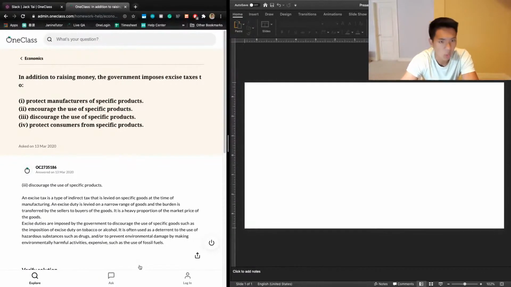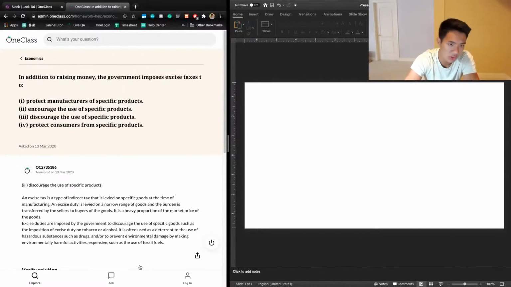But what's the other reason? Why is this a tax imposed on certain goods? Why do you not impose it on all goods? That's a really big question with excise taxes. And the answer will tell us which one of these answer choices is correct. So A says to protect manufacturers of specific products. What they're thinking of here is not an excise tax, but a tariff or an import tax, right? Where you tax the importation of foreign goods. That's what you would do to protect manufacturers. That's not what we're doing here with excise taxes.